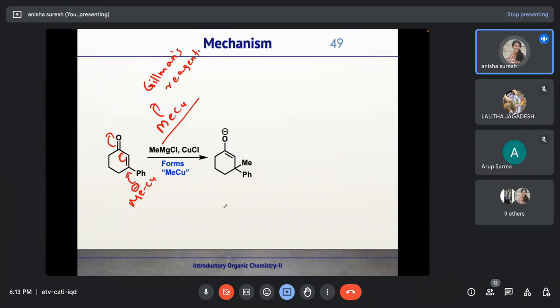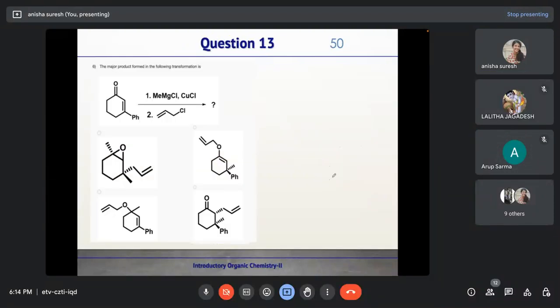Now what will happen once it is falling back? It will go and attack on this allyl chloride, removing the Cl minus, giving rise to this product. So this allyl will be coming in the plane opposite to that of the phenyl, so as to reduce the steric hindrance. Clear? Yes. Okay. So the right option will be option 4.